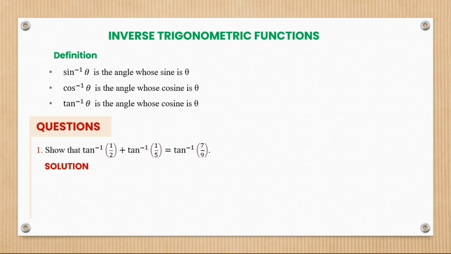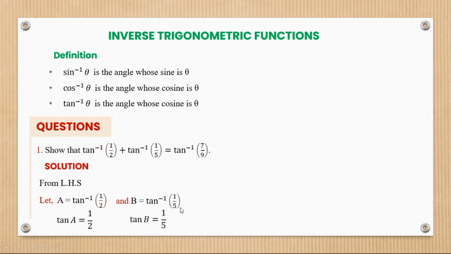The first step is that we're going to look at everything from the left hand side. We're going to try to prove from the left hand side into the right hand side, since this is a proof question. We're going to let A represent tan inverse of 1 over 2, and let B represent tan inverse of 1 over 5. So we can see that tan A is equal to 1 over 2, and the same thing here, tan B is 1 over 5.